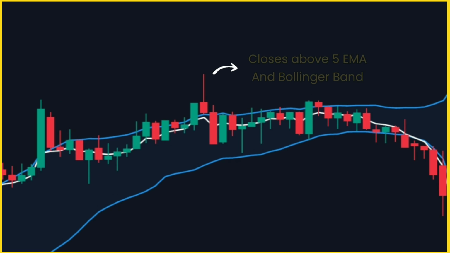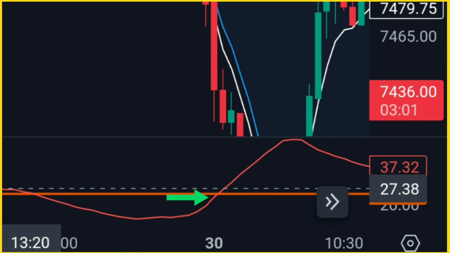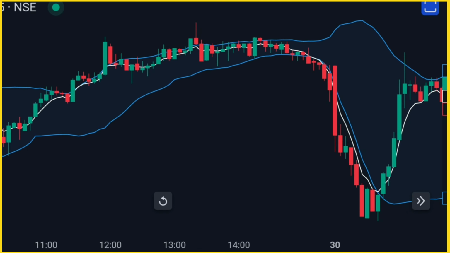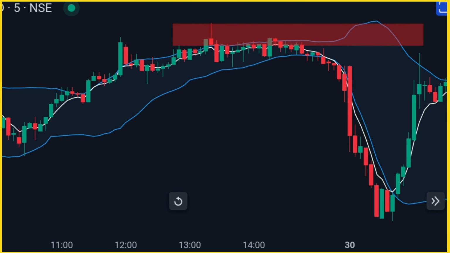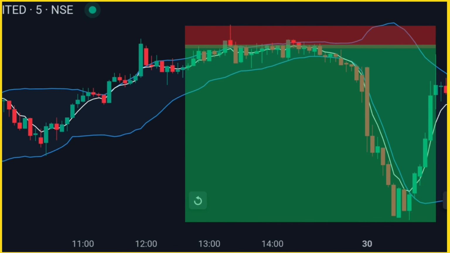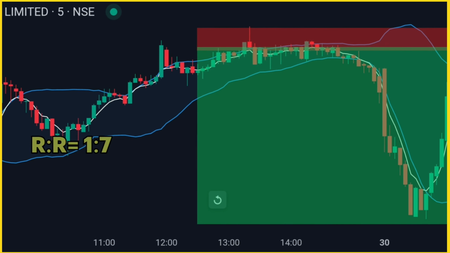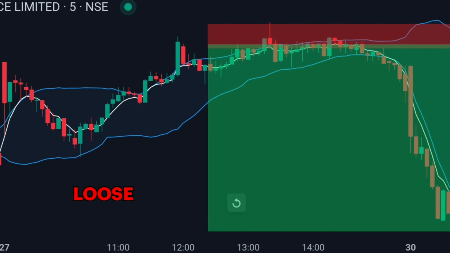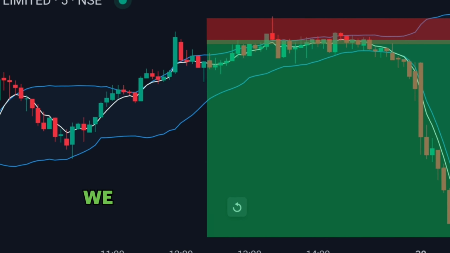Now going further, we identify a shooting star. And this candle closes above the 5 EMA and Bollinger Band. Let's check ADX. ADX is 27, which is above 25, and we'll enter into the trade. Now we check stop loss and target. Here our stop loss is only 25 points and we get 170 points. Risk to reward ratio is 1 to 7. Can you imagine, guys? We will lose a small amount, but in return we will get huge profit.